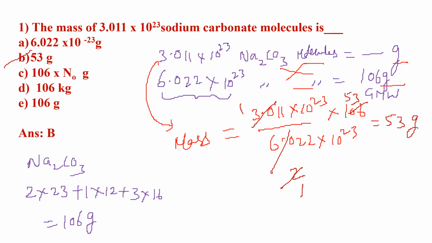Or in another way, the given number of molecules, 3.011 into 10 to the power of 23, divided by the number of molecules 6.022 into 10 to the power of 23, into the gram molecular weight of the substance. Like that you will get 53 grams.